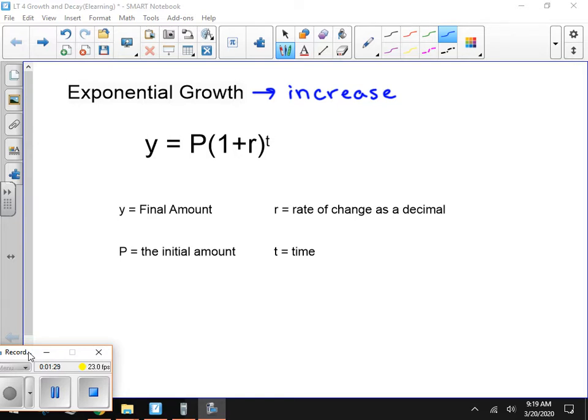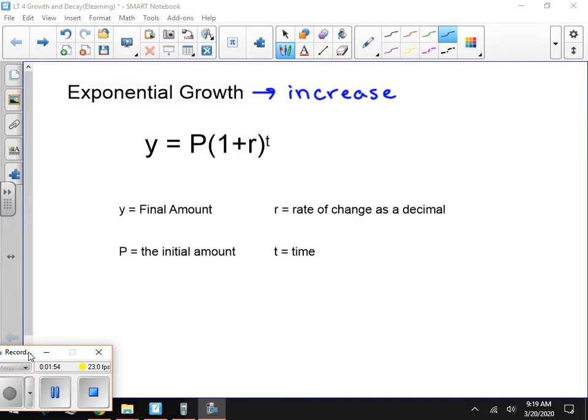And r is the rate of change as a decimal. When we give you r, when we give you the rate, it's going to be in a percent. So for us to put it in our calculator, we're going to have to change it to a decimal. Remember that we have to move the decimal place 2 spaces to the left, and we'll do that in a problem. And then t represents the amount of time that has gone by. Okay, so make sure this is written down. If you don't have it written down, pause the video and get it down.